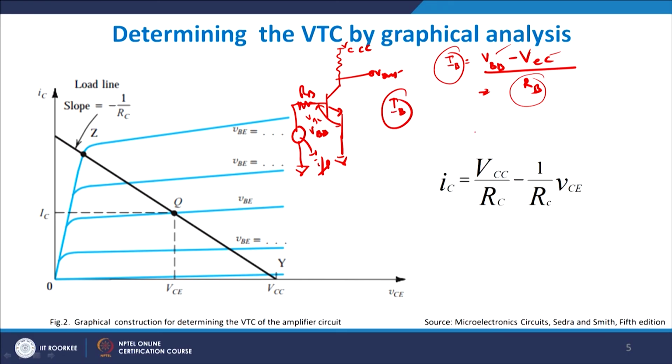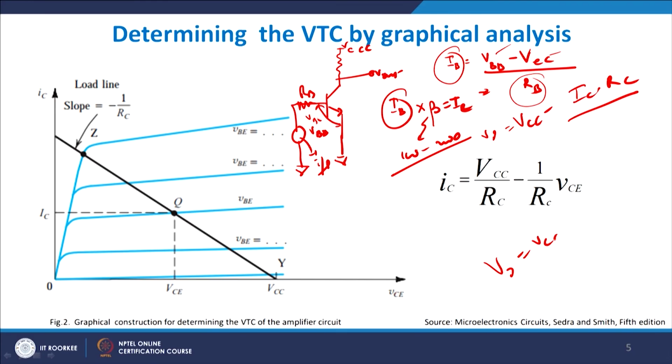Now, once you get IB, you need to multiply that with beta in order to get IC, and this beta is of the order of a few hundreds to 200, and I get IC, the collector current. Now, this collector current multiplied by RC gives you the voltage drop across the resistance. So, what is the output? Output is VCC minus ICRC, equal to Vout. So, I get Vout equals VCC minus ICRC, and therefore, I get IC equals VCC by RC minus Vout by RC.